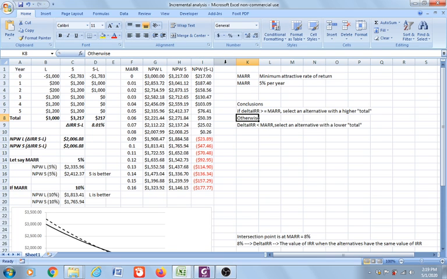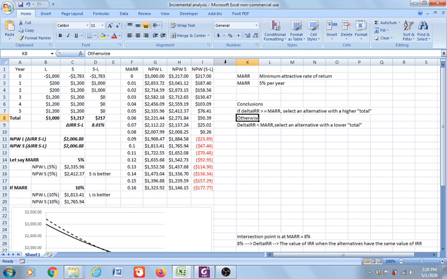Okay, so that's the conclusion we have from the incremental analysis. In order to choose which alternative we will choose, we need to calculate the delta IRR. To calculate the delta IRR, we need to use the concepts we learned when discussing rate of return analysis. So maybe you will need to do interpolation, maybe you will need to do trial and error, and after that also do interpolation.